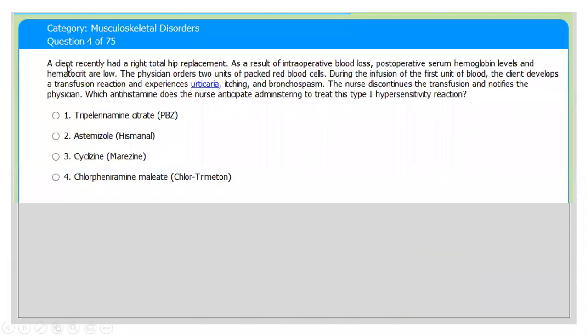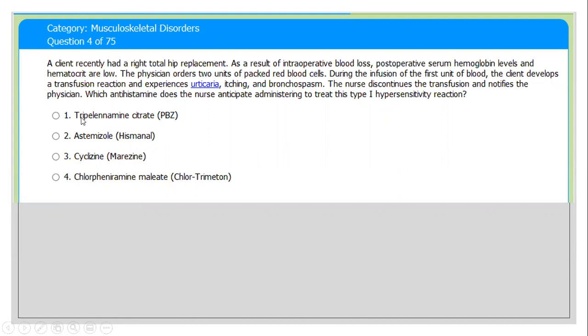Next question here. A client recently had a right total hip replacement. As a result of intraoperative blood loss, postoperative serum hemoglobin and hematocrit levels are low. The physician orders 2 units of packed red blood cells. During the infusion of the first unit of blood, the client developed a transfusion reaction and experienced urticaria, itching, and bronchospasm. The nurse discontinued the transfusion and notified the physician. Which antihistamine does the nurse anticipate administering to treat this type 1 hypersensitivity reaction?